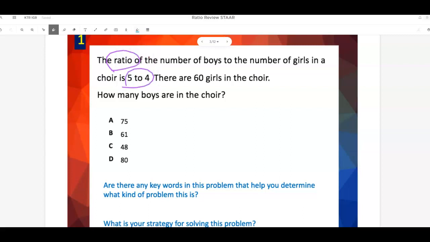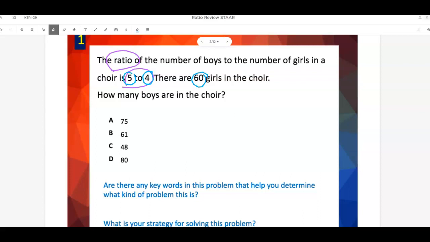Okay. There's also one more thing. Let me tell you. If you have a problem and it has 3 numbers, like that's 5 to 4 and a 50, you're usually trying to find a 4th number. Okay, and that's kind of a signal that it's probably a ratio problem or a proportion problem.